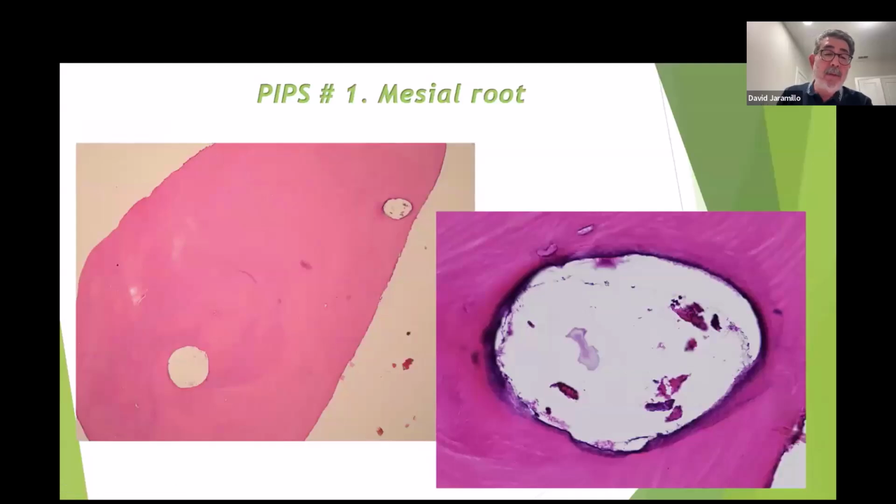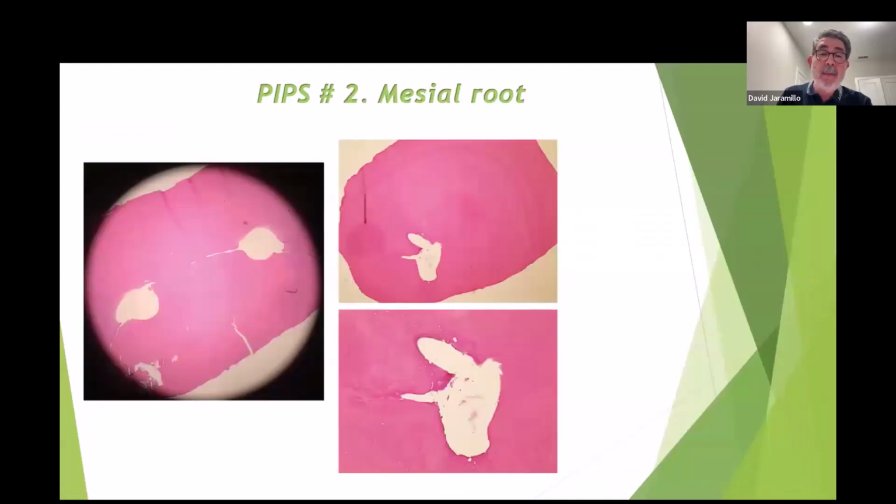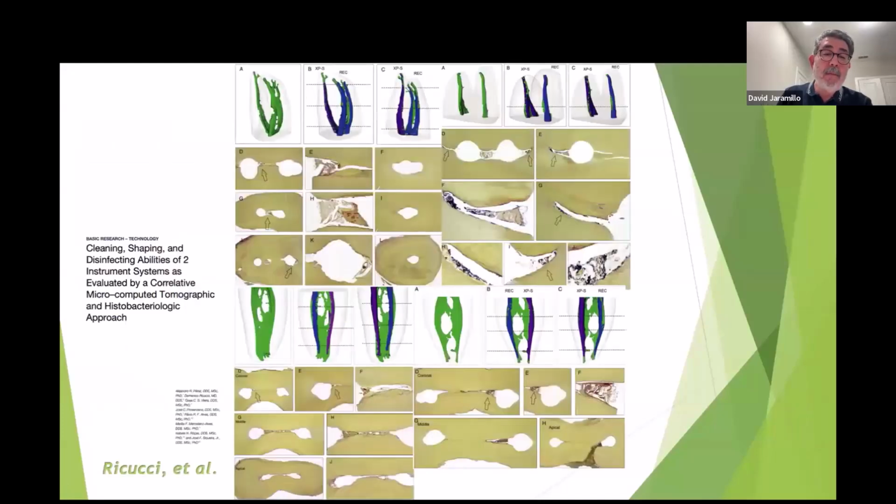So the mesial, the most apical portion. This is another one, very clean. And this is compared to some studies done by Dr. Ricucci and Cicada, where they did this study in necrotic cases.